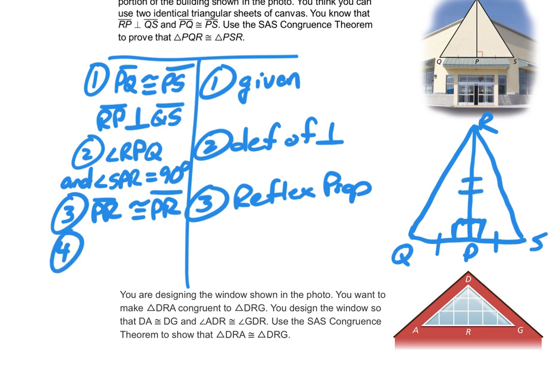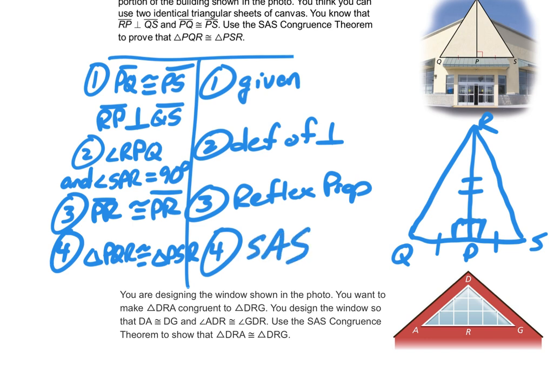Okay, and then so to finish this one up, we're going to say triangle PQR is congruent to triangle PSR by side angle side. Very, very similar to that last proof that we did.